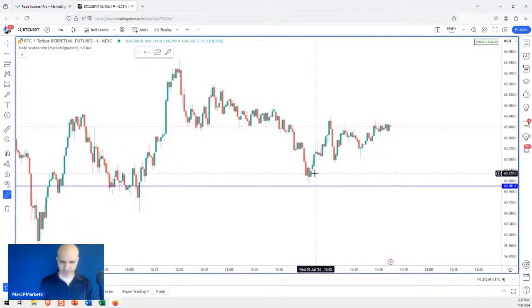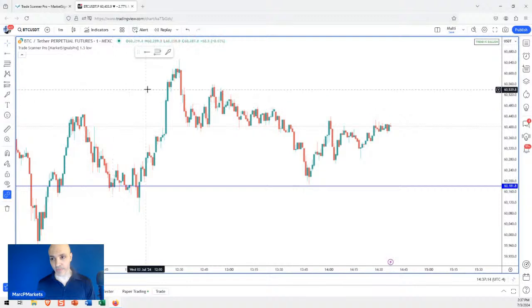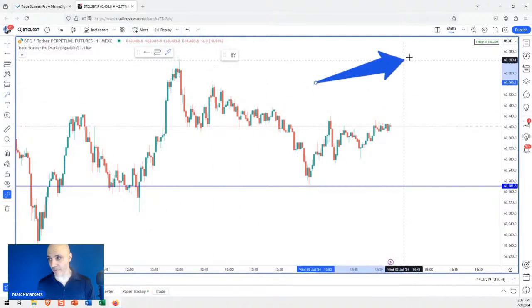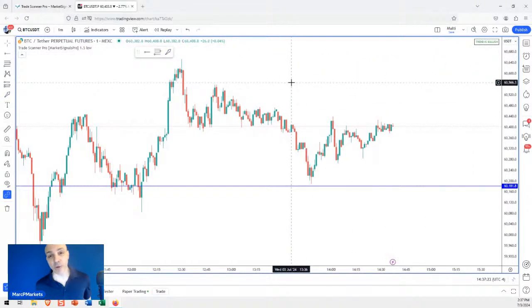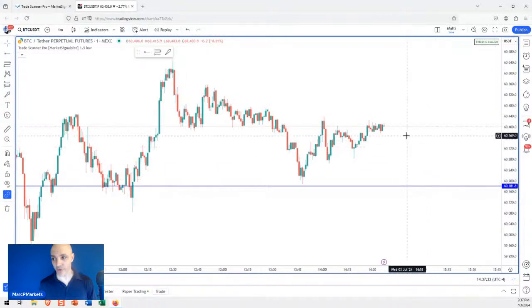Now, if you notice, I switched over to my 1-minute chart. Because what is the trend on my 1-minute chart? It's bullish. My trend on my 1-hour chart is bearish. Which chart am I taking the trade on? The 1-hour chart or the 1-minute chart? I should know this before I do anything else.